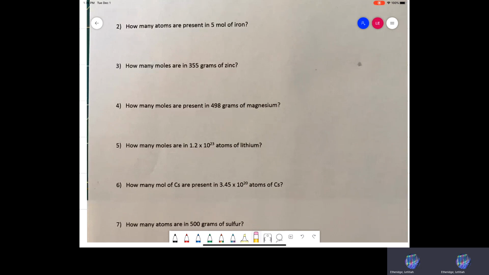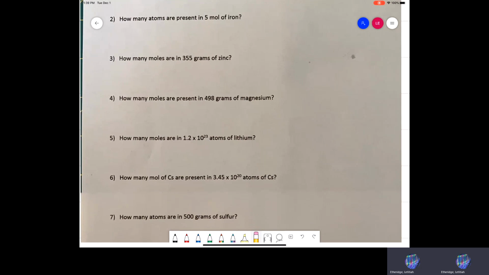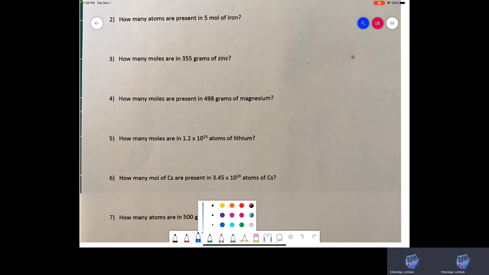Now, if you remember my video that I uploaded on building a roadmap, I always build a roadmap so that I don't get confused when I start doing the problem. When I say a roadmap, I need to figure out what unit I'm at and then figure out what unit I need to get to. If you look at question number 2, you have 5 moles of iron. So obviously you're going to start with moles, right? That's what you know. You're going to have to find some way to get that to atoms.